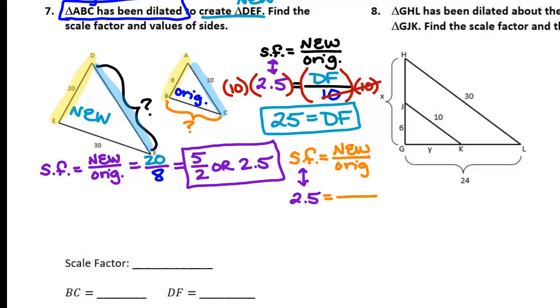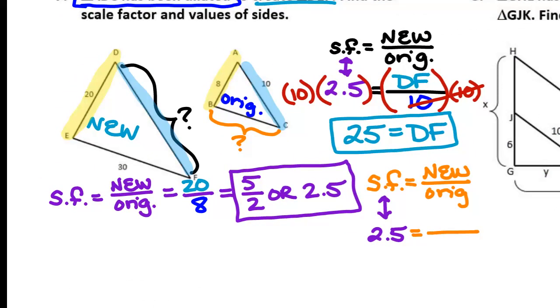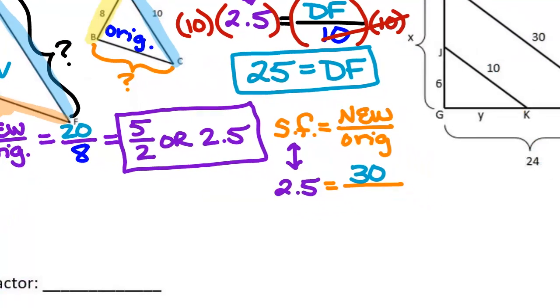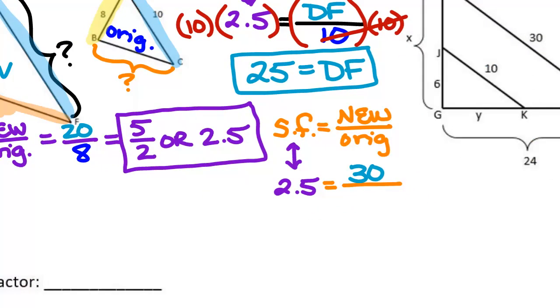Do I have the new measurement to substitute in? Yes. This side right here. That's coming from my new triangle, and it's how big? 30. 30 over. That corresponds to what? BC, and I don't know how big BC is, so BC just goes down on the bottom as BC. Just like the problem up above, I have a fraction. And we're going to approach this the exact same way.